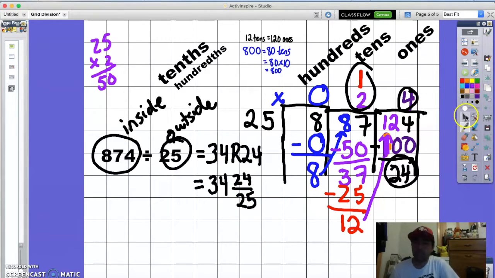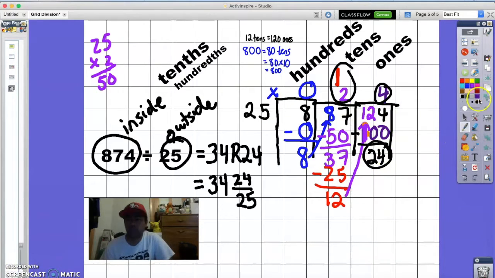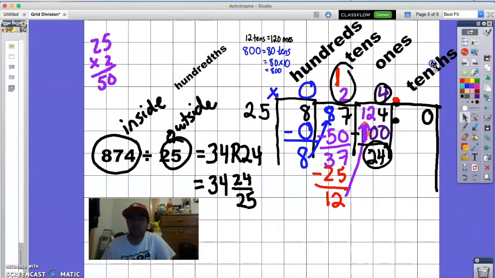Or if I needed a decimal answer, I would have to keep on going. And again, the way I would do this, if I wanted a decimal answer, one thing I could do is include a decimal point, and I would include another column, and I would add a 0. So I'm basically taking this 874 and making it 874 and 0 tenths. So I could keep on going, and I would just continue until I reach the end.